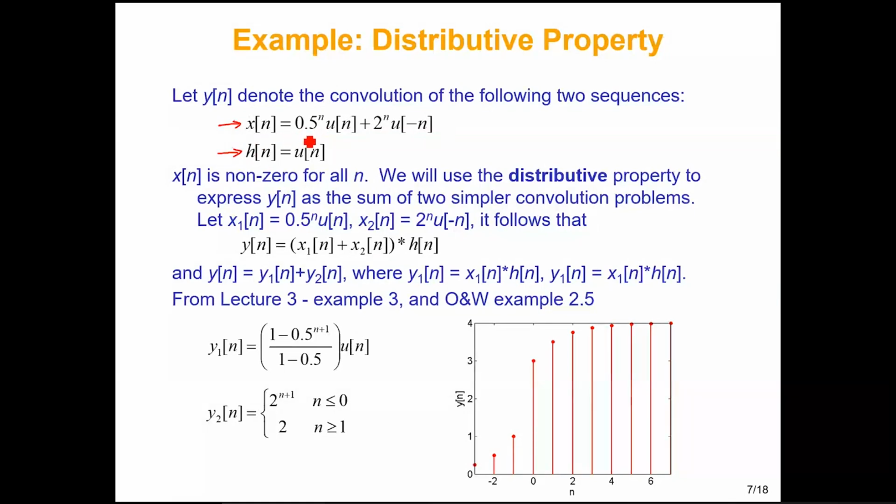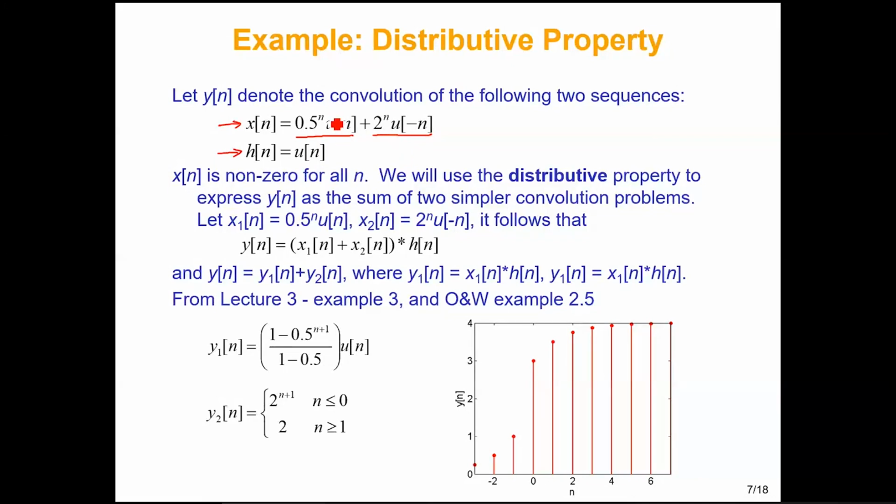So if the input comprises two sets of signals, we can deal with them separately. We can just deal with this as, let's say, x1[n], and this with x2[n]. So first we take the convolution of these two, and then we take the convolution of these two. That way we can simplify.